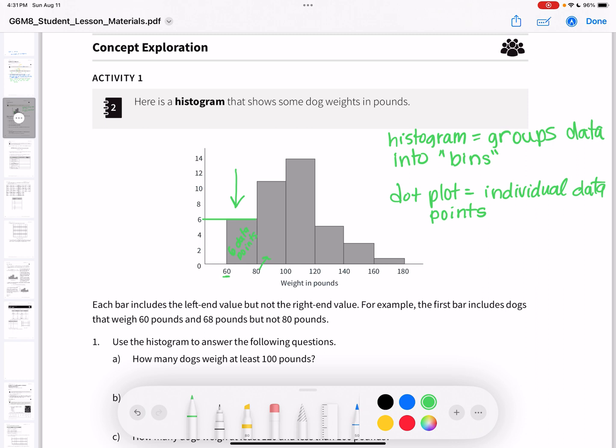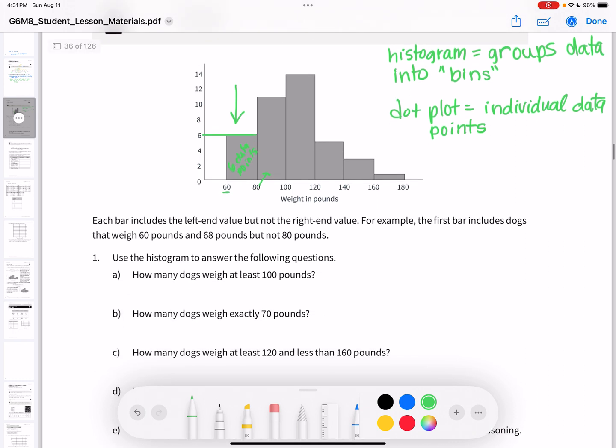So let's jump into activity 1. Each bar includes the left end value, but not the right end value. For example, the first bar includes dogs that weigh 60 pounds and 68 pounds, but not 80 pounds. Like I said, 80 goes with this bar, 100 goes with this bar, 120 goes with this one, 140 goes into this, and 160 goes into this one. So the number always goes with the bar above it.